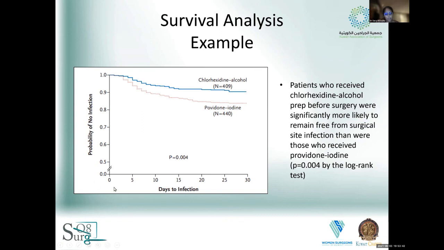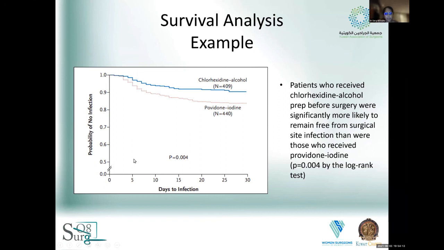In the x-axis, it's days to infection. So it goes 0 days, 5 days, 10 days, 25 days, 30 days. So they followed patients for 30 days. And on the y-axis is the probability of infection. So it goes from 0.5, 0.6, 0.7, 0.9 to 1. So survival analysis, you start with 1.0. So on day 0, nobody had infection. Everyone was infection-free.